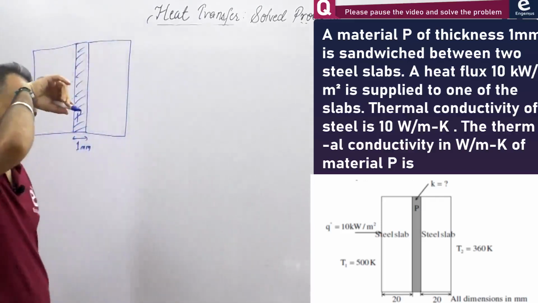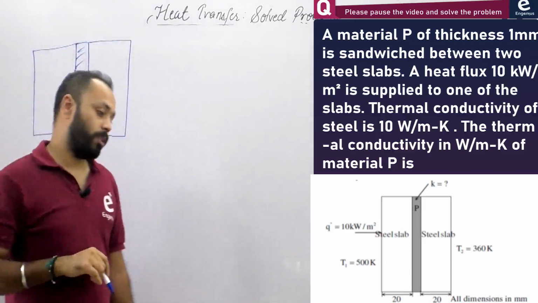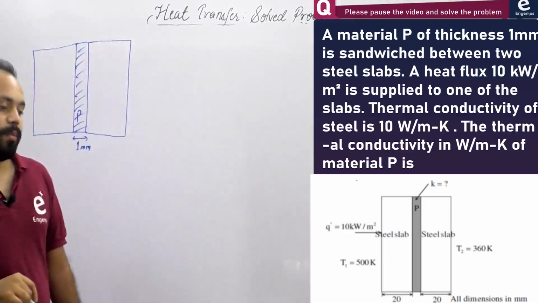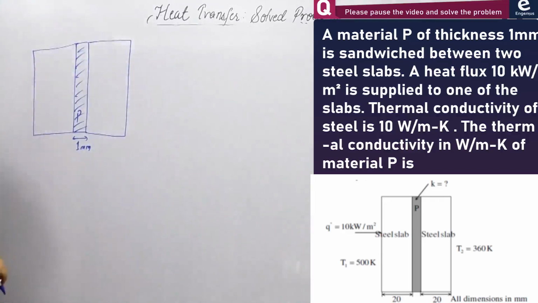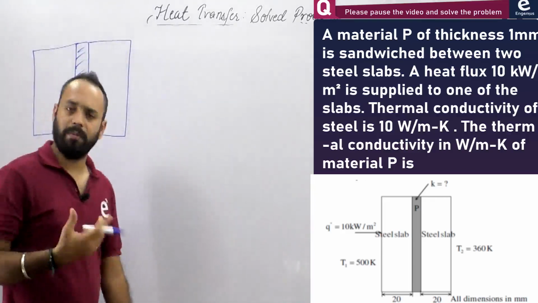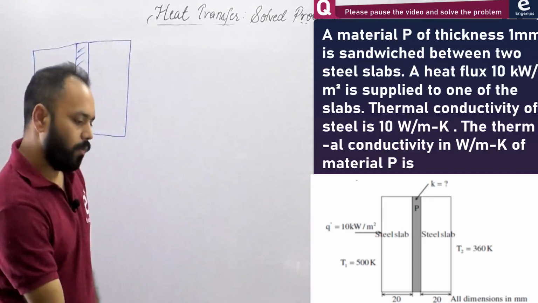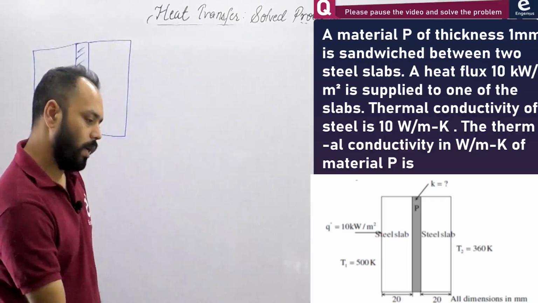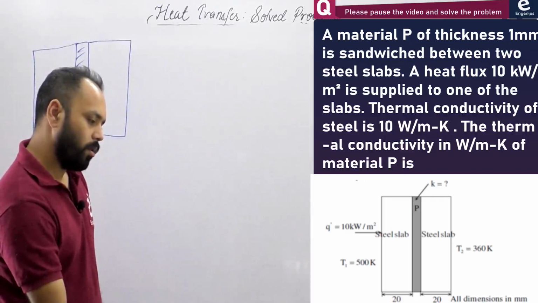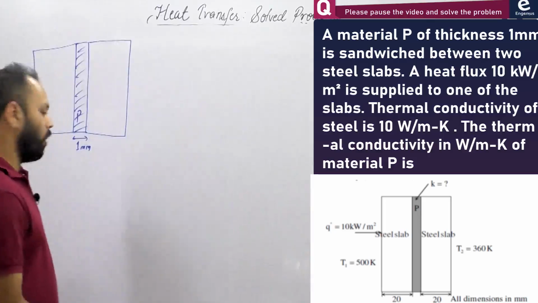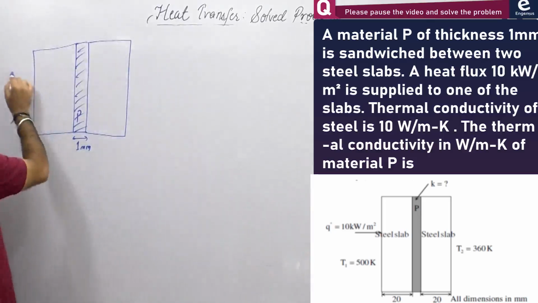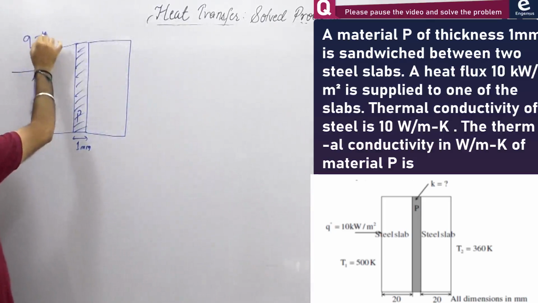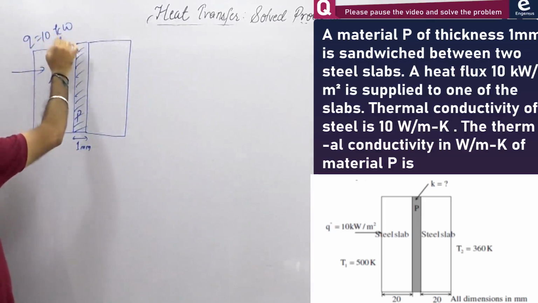ठीक, a heat flux 10 kilowatt per meter square is supplied to one of the steel slabs as shown. ठीक है, एक स्टील स्लैब को 10 वॉट पर मीटर स्क्वायर का हीट फ्लक्स सप्लाई किया विद द हेल्प ऑफ सम सोर्स. The boundary temperatures of the slab are indicated in the figure. So Q is supplied like this, 10 in this direction. The Q is being supplied. Q is equal to 10 kilowatt per meter square.